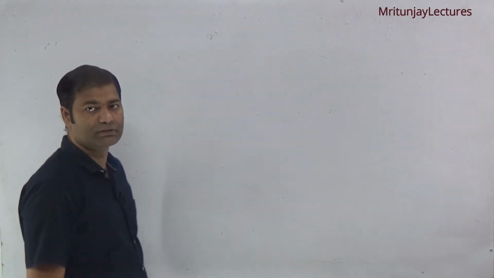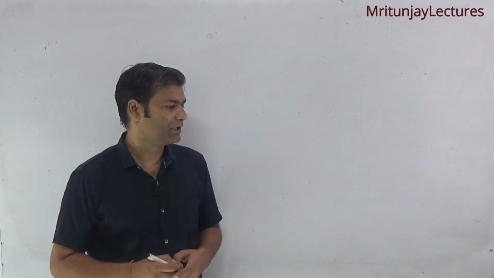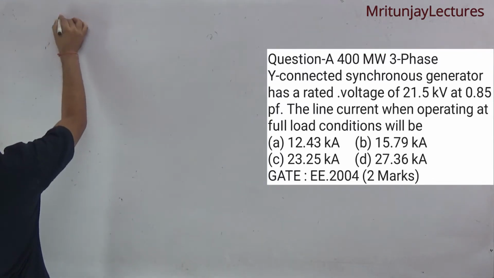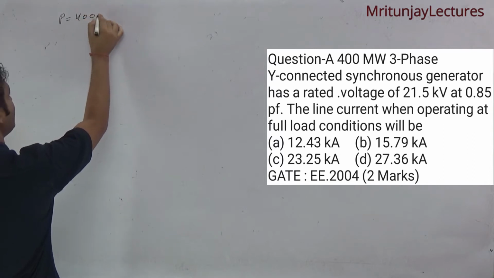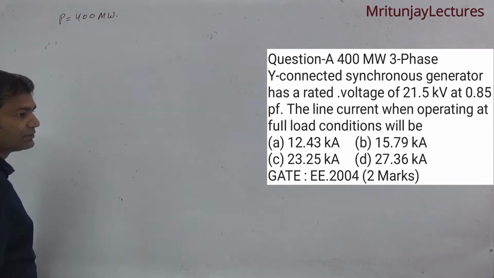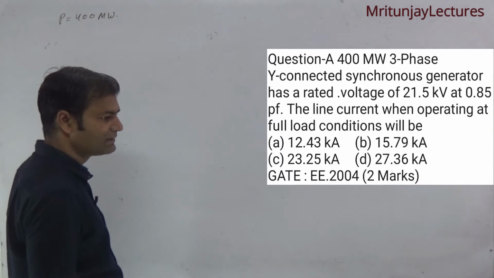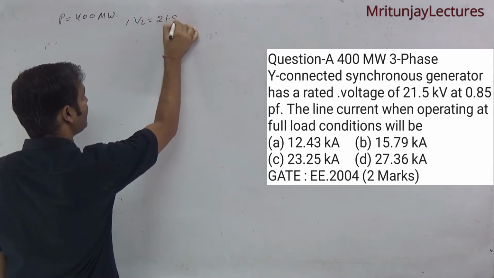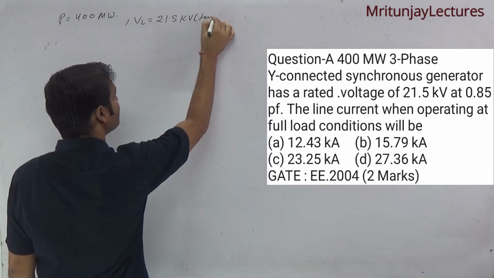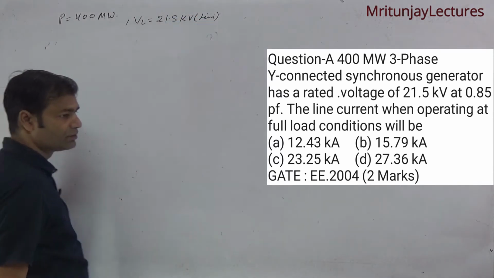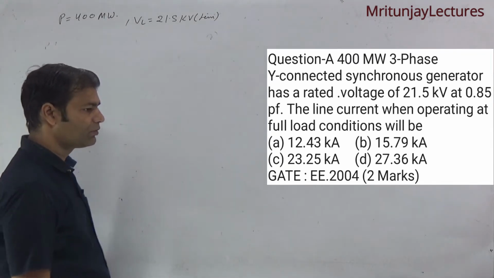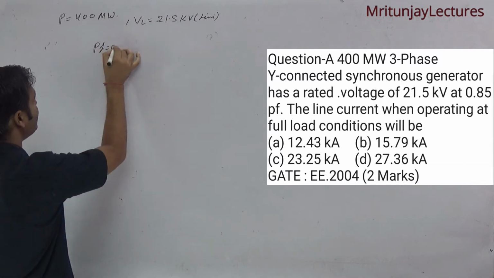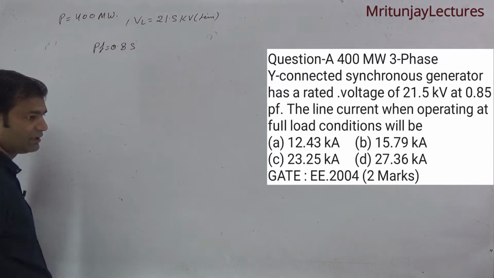First of all, read the question on the screen. A 400 megawatt, three phase star connected synchronous generator has rated voltage VL given as 21.5 kilovolt, that is the line voltage. What about the power factor? Power factor corresponding to the question is given as 0.85. Leading or lagging is not given.